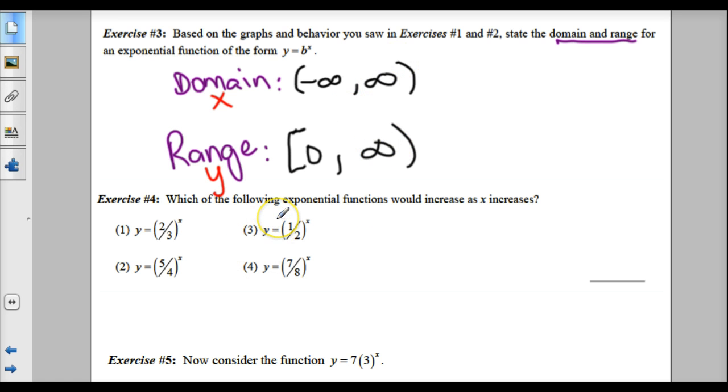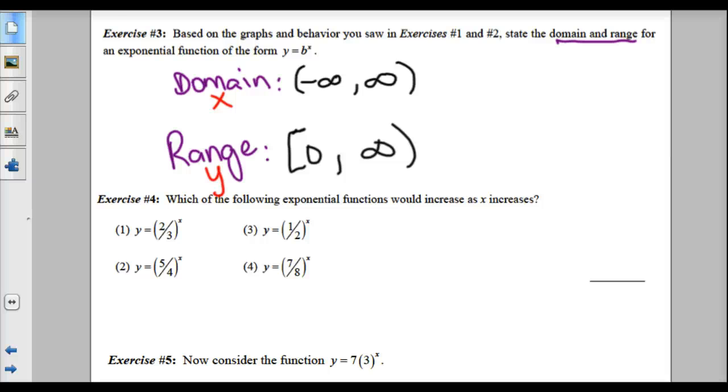Which of the following exponential functions will increase as x increases? Now, this is one of those questions where I'm going to put that in my calculator. Which of the following exponential functions would increase as x increases?